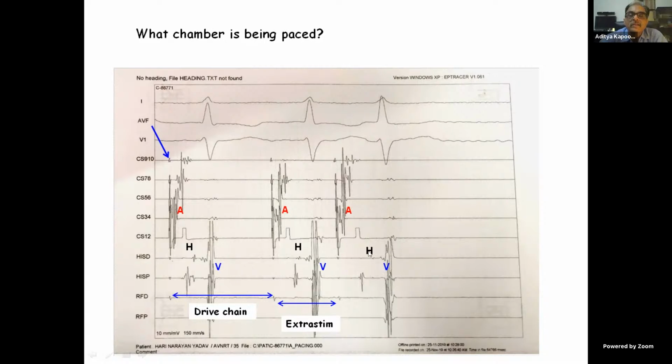So anyway, there is a slight increase in the AH interval, right? Usually some books say if you add 10 milliseconds of extra stimulus, there should be a 50 millisecond jump, right?